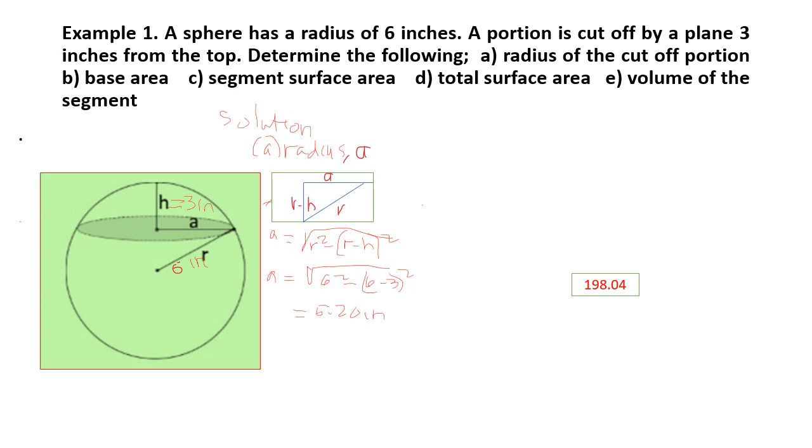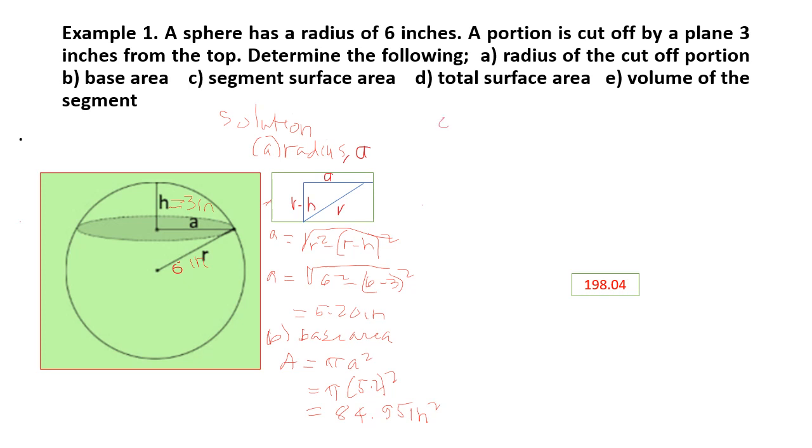So for B, base area. Area is equivalent to pi A squared, equals pi times 5.2 squared, equivalent to 84.95 square inches.